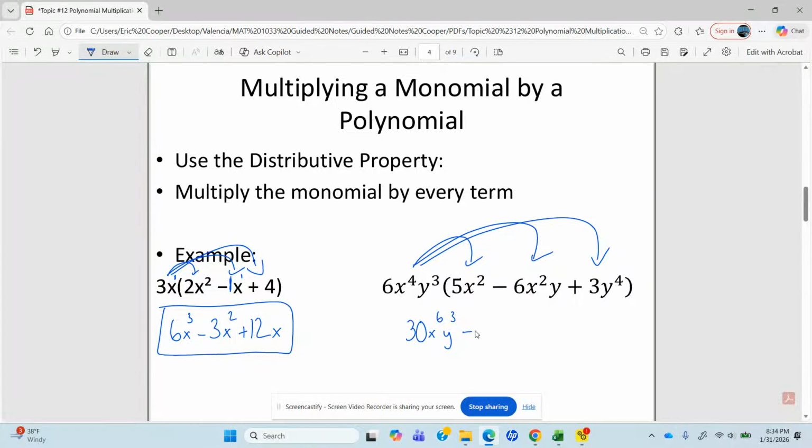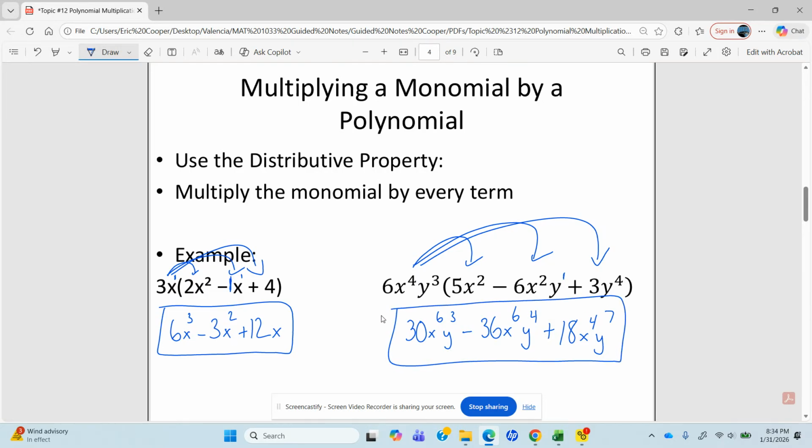6 times negative 6 is negative 36. X to the fourth and x squared, again, gives me x to the sixth. Y cubed and y to the first power gives me y to the fourth. 6 times 3 gives me 18. I have an x to the fourth, and this term doesn't have any x's, so we'll keep that as x to the fourth. y cubed and y to the fourth make y to the seventh. So same thing as we did before, just with multiple terms as we're doing the monomial times the polynomial.